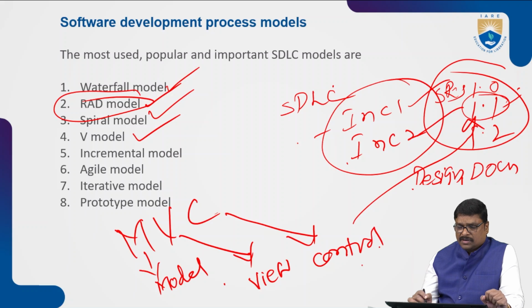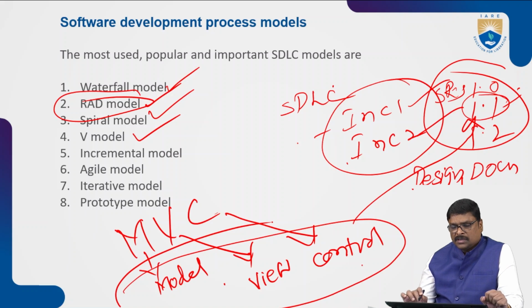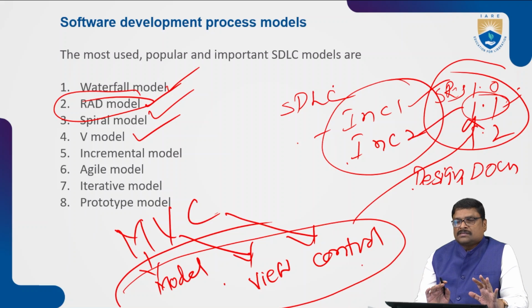Now people are talking about how the MVC model is built. To build any system architecture, whether you use a two-tier architecture or a three-tier architecture or multi-tier architecture, we have to model it, then we have to view it, we have to control it. So that is the design principle.